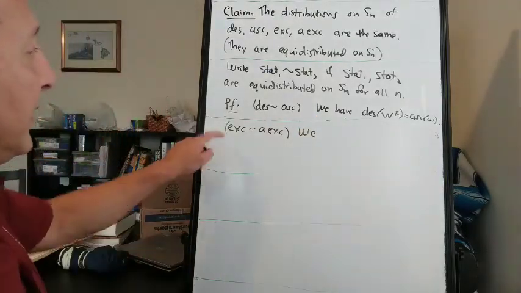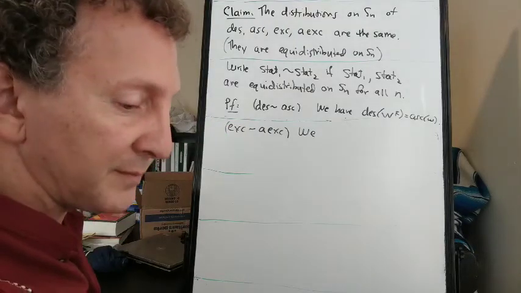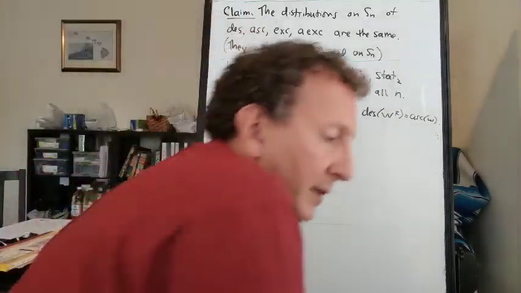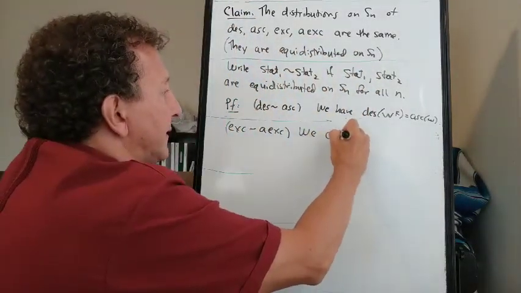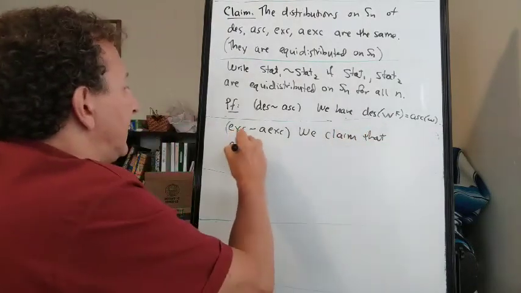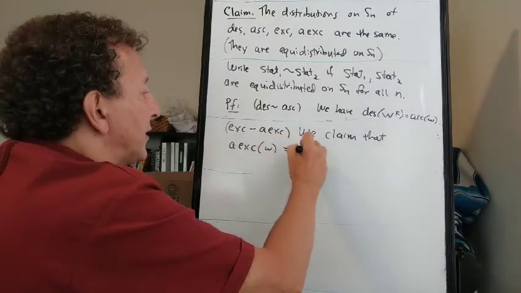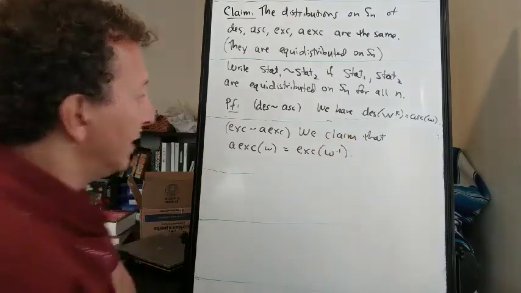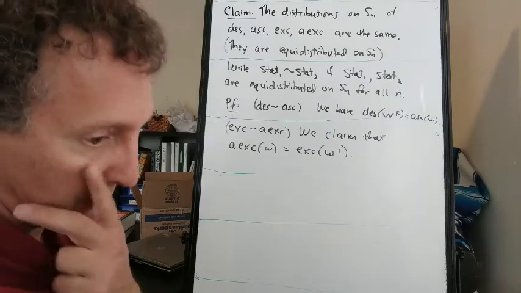Now the proof that exceedances and anti-exceedances are equidistributed is almost as easy. So we claim that the number of anti-exceedances in W is equal to the number of exceedances in W inverse. And of course, sending a permutation to its inverse is a bijection from Sn to itself.